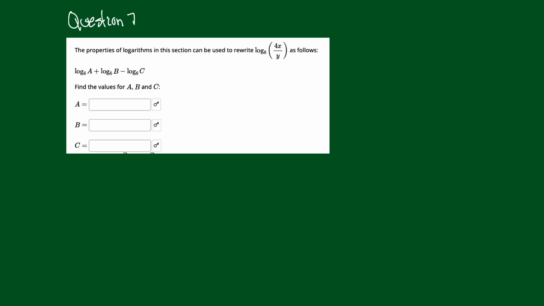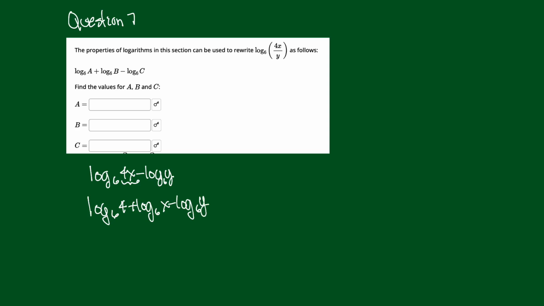So let's expand this. I'll just do it all at once here. So this is going to be the log base 6 of 4x minus the log of y base 6. Now, this is a multiplication, so stretch that out. I'll get the log base 6 of 4 plus the log base 6 of x minus the log base 6 of y. And now, A, B, C, D.